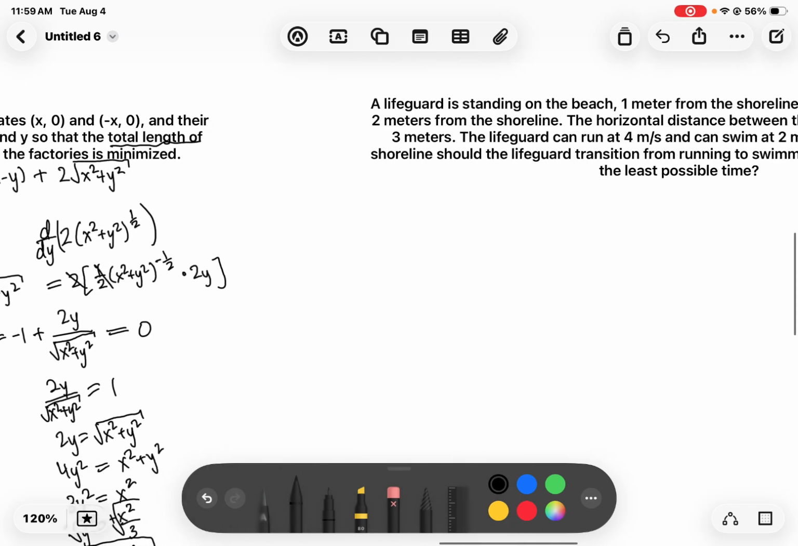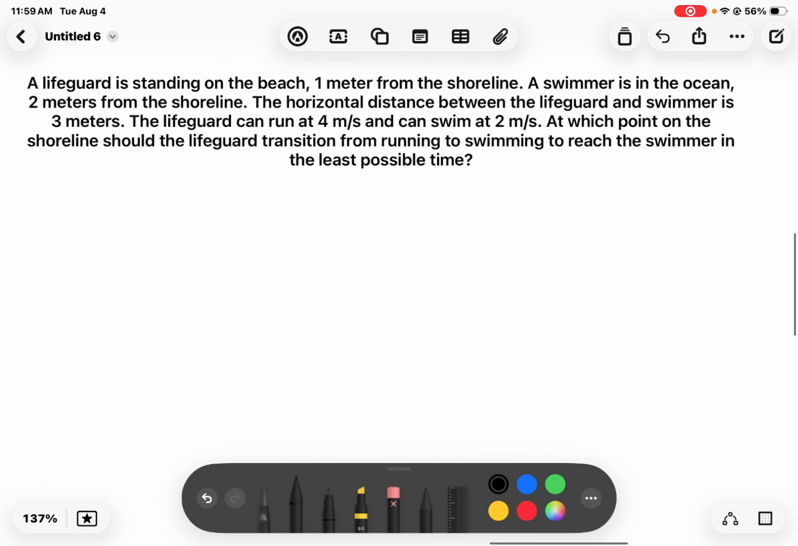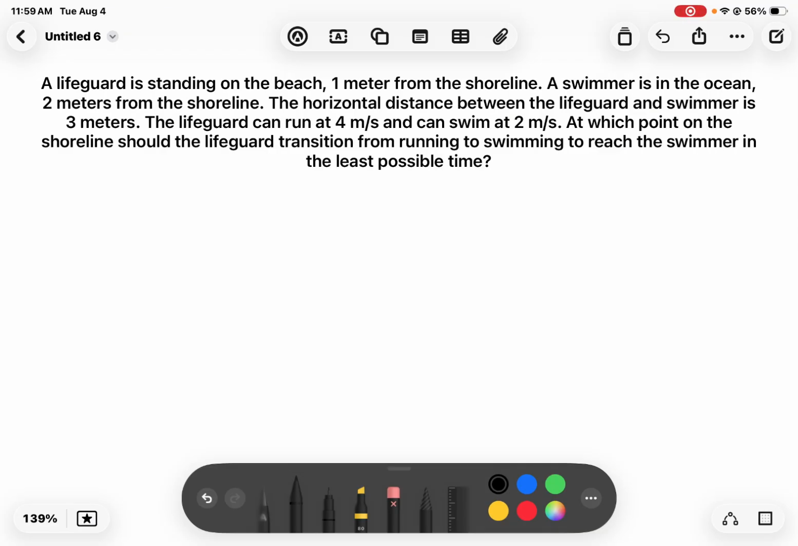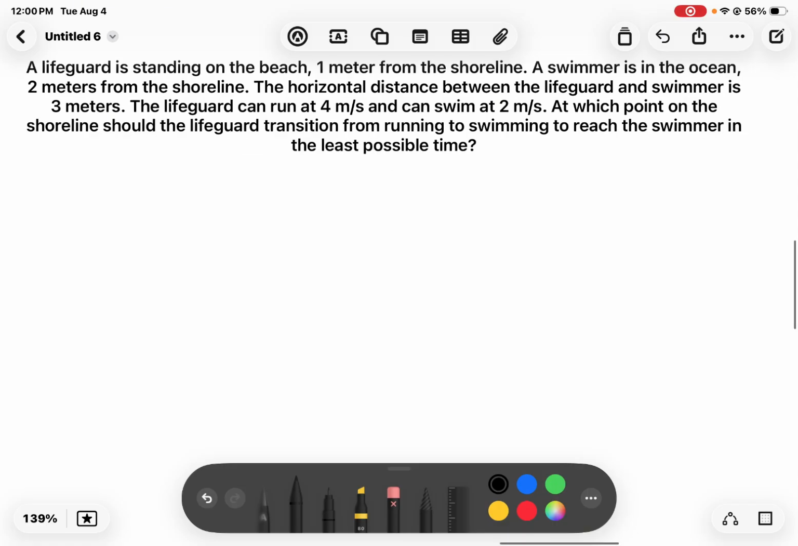All right, let's move on to our next example. In this example, a lifeguard is standing on the beach 1 meter from the shoreline. A swimmer is in the ocean 2 meters from the shoreline. The horizontal distance between the lifeguard and the swimmer is 3 meters. The lifeguard can run at 4 meters per second and can swim at 2 meters per second. At which point on the shoreline should the lifeguard transition from running to swimming to reach the swimmer in the least possible time? Okay, so like always, our first step is to draw a picture.